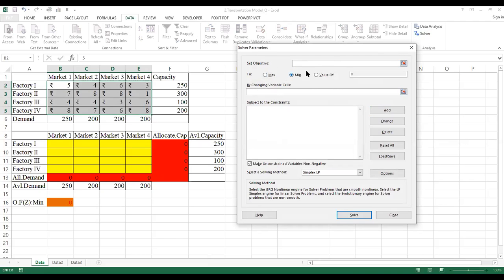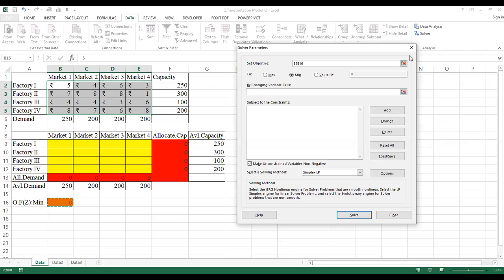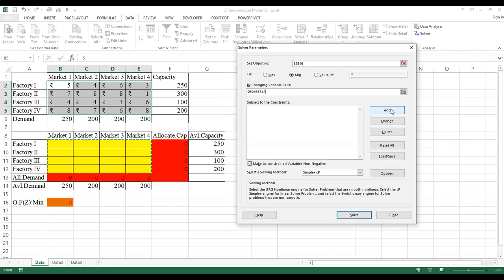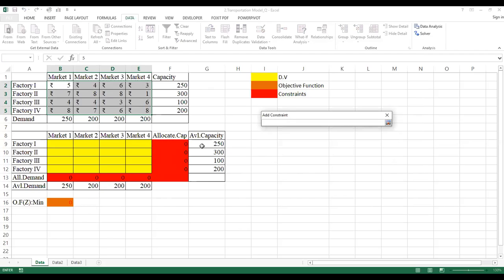Here I got this one. So objective function will be this one, and this cell. Okay, and minimization you have to check. Then all yellow arrow will be decision variable. Then constraint. First you have to do the 4 allocated less than or equal to available.